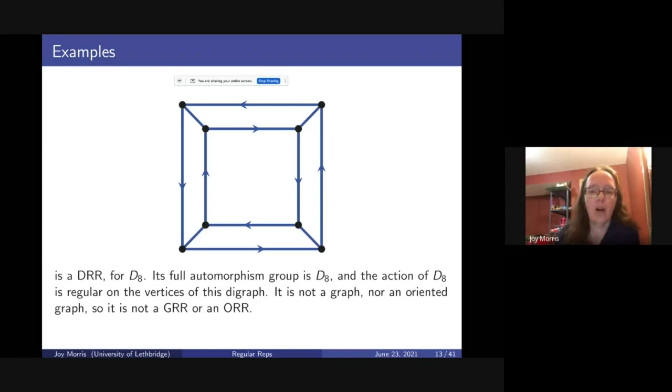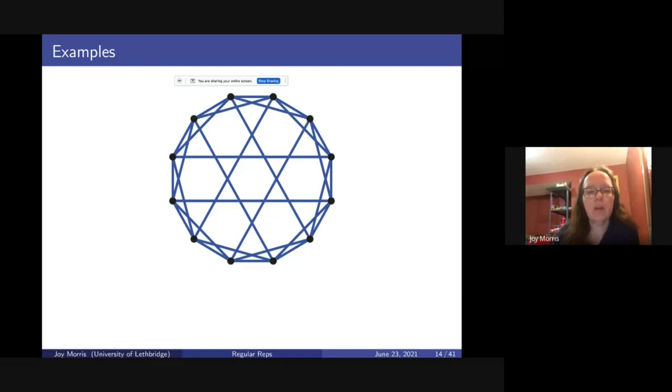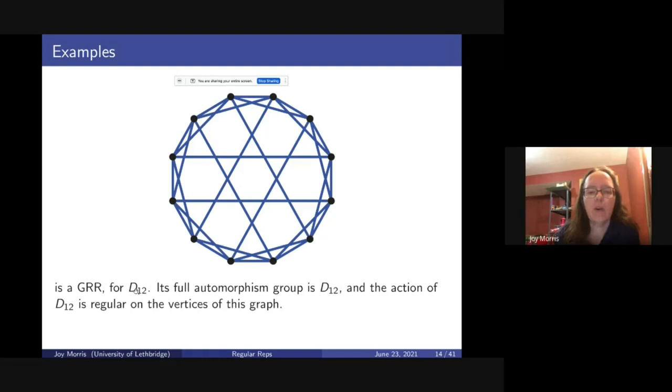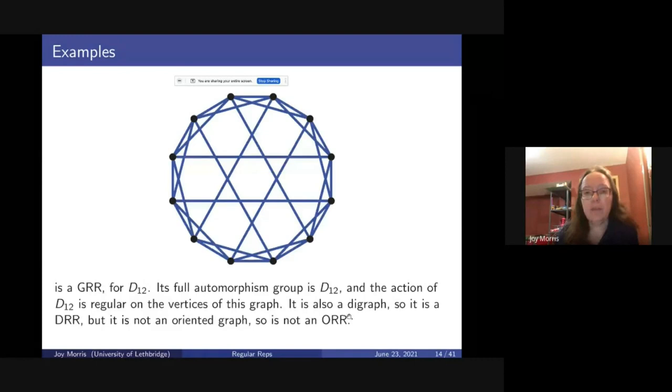Here's another example. This is a GRR, so a graphical regular representation for D12, the dihedral group of order 12. Its full automorphism group is dihedral of order 12, and the action of that dihedral group is regular on the vertices of this graph. And it is also a digraph, because any graph can be thought of as a digraph, and therefore it is a DRR, but it's not an oriented graph because these edges do not all have directions to them, so it's not an ORR.